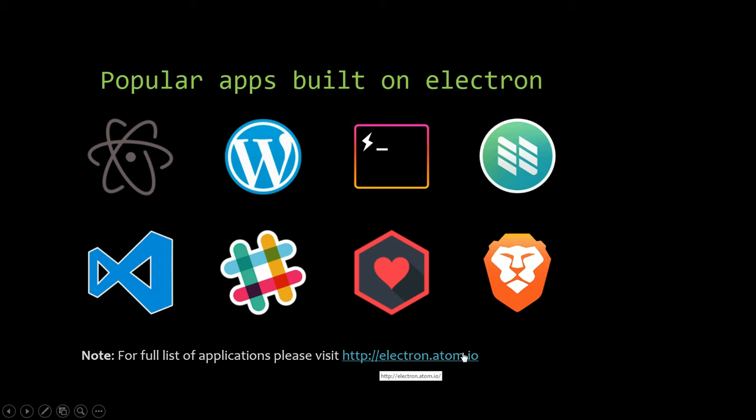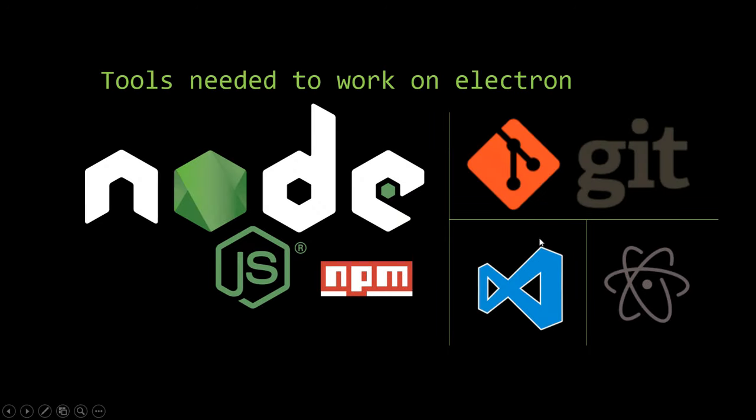Now you might be thinking that you want to develop your own application using Electron. So let's discuss the tools that are needed to develop Electron app. The first, foremost and the only requirement for Electron is node.js, which comes with npm, Node Package Manager. Node.js is a server-side JavaScript, and npm is Node Package Manager.